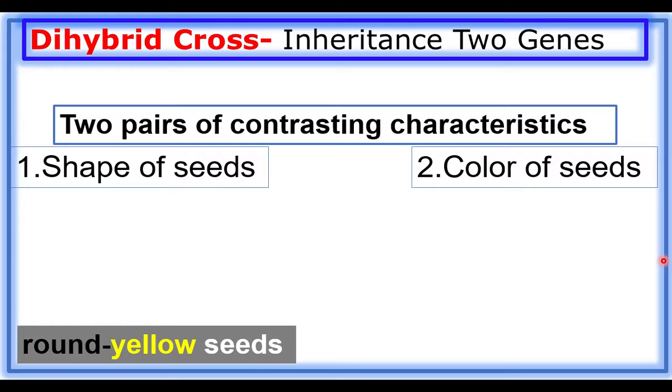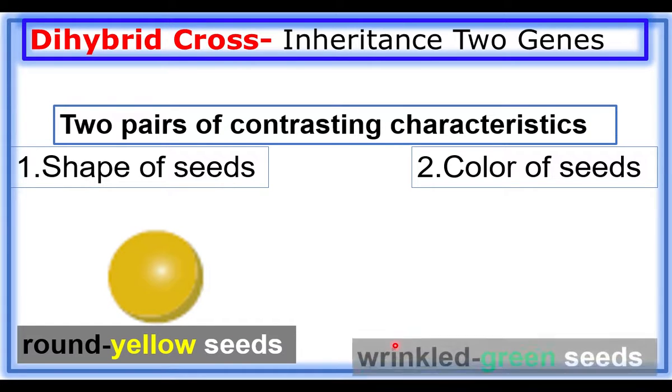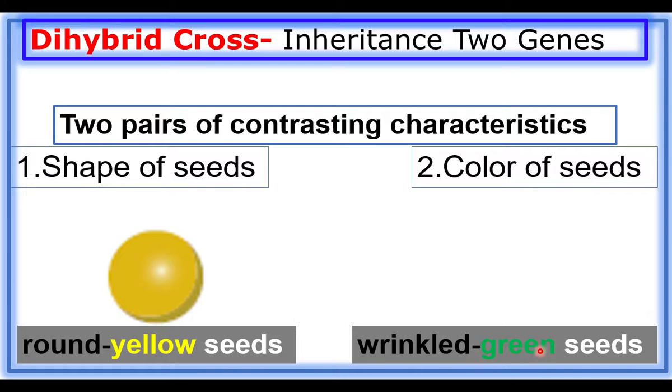Round yellow seeds. This is a round yellow seed. Here the seed is fully filled with substance. Another type of seeds, wrinkled green. The color of the seed is green. It is wrinkled. The seed is not fully filled. So while drying, the water evaporates and develops the wrinkled condition. So these were the two parental plants selected by Mendel for his dihybrid cross experiment.